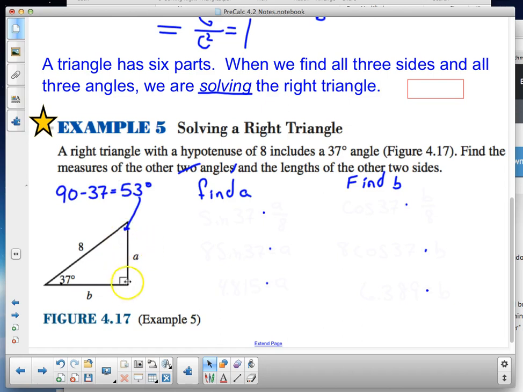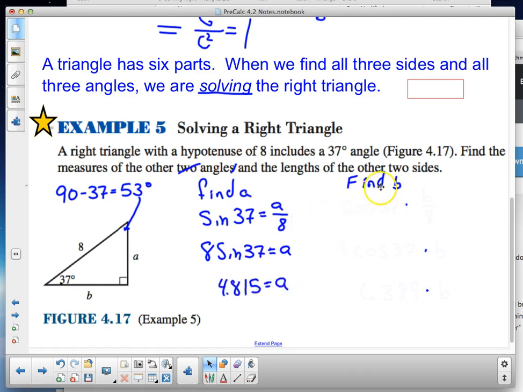Okay. Now, to find A, I'm doing opposite over hypotenuse. I'm going to use sine. So I've got sine of 37 equals A over 8. So I multiply by 8, and I get 8 sine 37 is equal to A. I put this in my calculator. My calculator must be in degree mode, and it's 4.815 equal A.